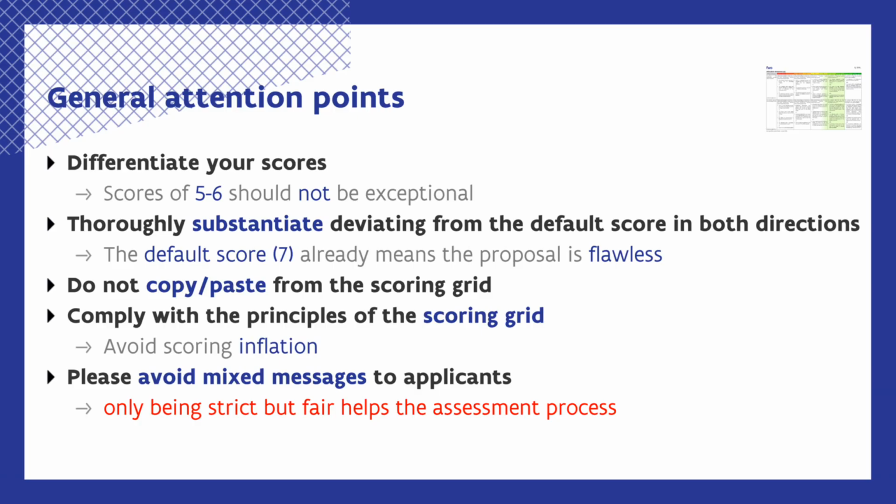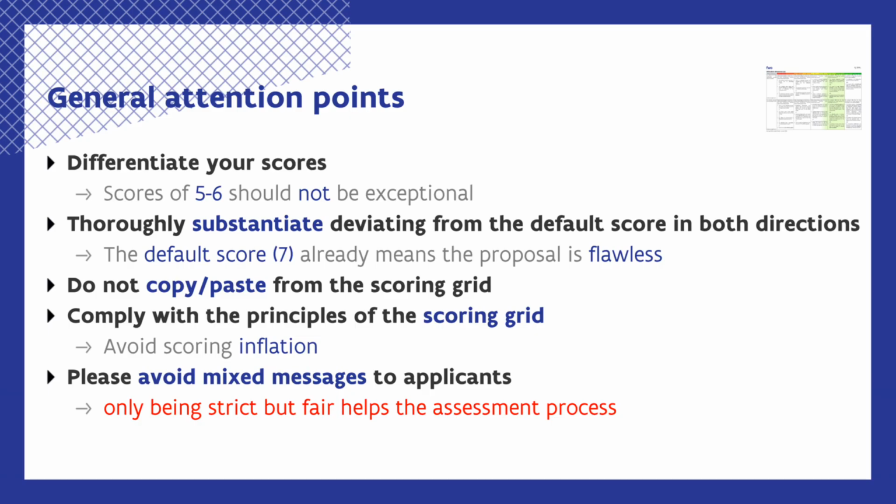As only flawless proposals are to be scored with a score of 7 or above, scores of 5 or 6 should not be exceptional. On the other hand, it is highly unlikely for a proposal to score in the highest or in the lowest possible category for all of the criteria. If your score deviates from the default, please substantiate, and do so in both directions.